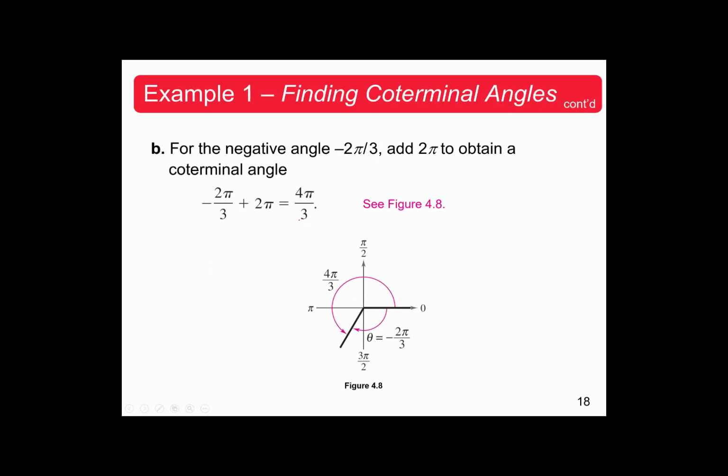And for the negative angle, negative 2 pi over 3, adding 2 pi to that, so negative 2 pi over 3 plus 2 pi, and that's 6 pi over 3. You combine them, you get 4 pi over 3. So the negative 2 pi over 3 and 4 pi over 3 are coterminal angles. Same initial side, same terminal side.